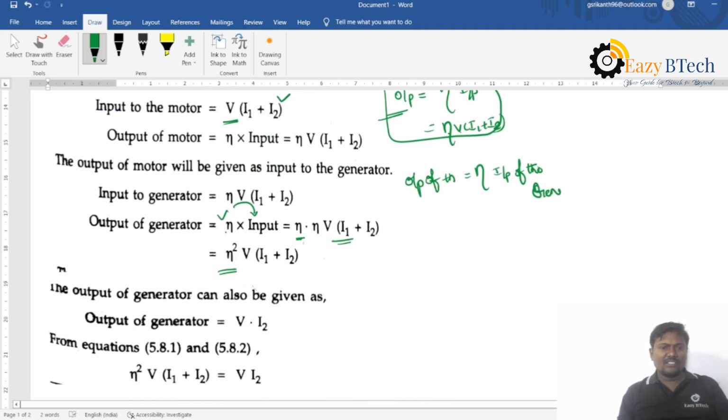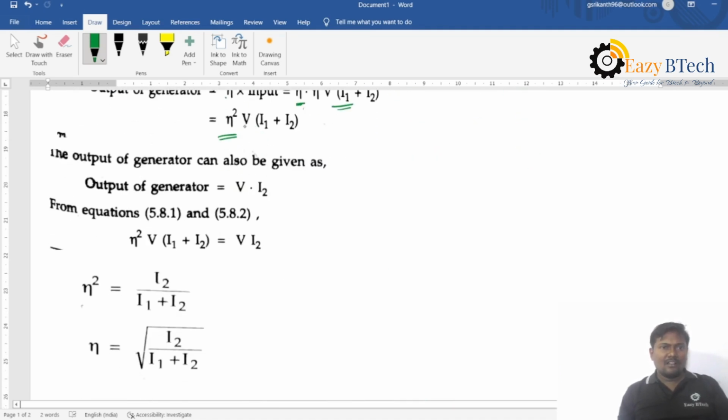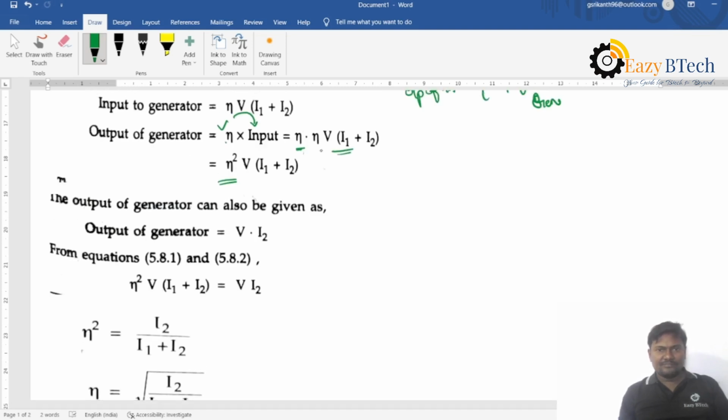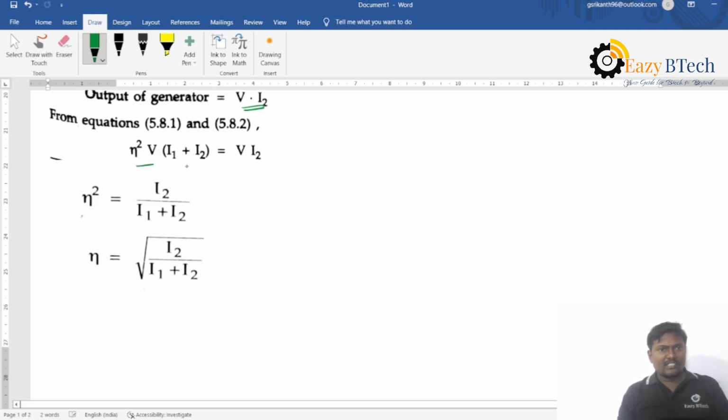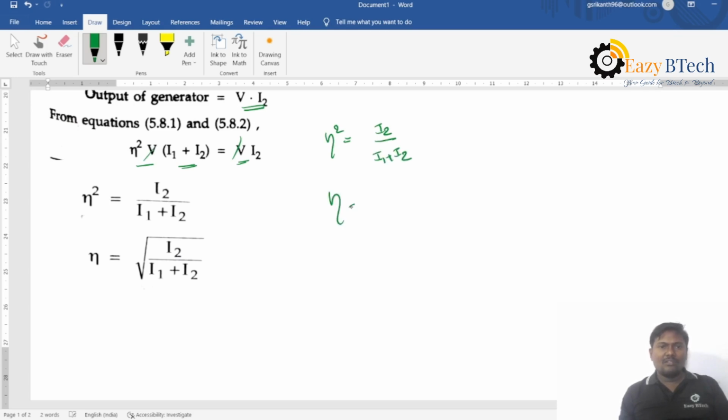So the output of the generator is V into I2, and the output of the generator in terms of efficiency is η² V (I1 + I2). From the diagram the output is V into I2, so both are equal: η² V (I1 + I2) equals V I2. V and V cancel, and then η² equals I2 divided by (I1 + I2), so η equals I2 divided by (I1 + I2). So this is a full load test that can be carried out on two identical machines.